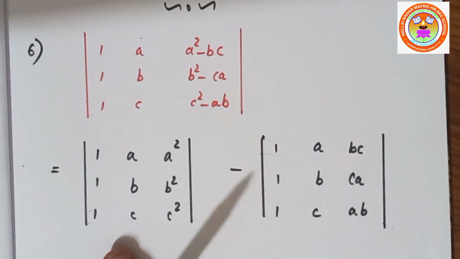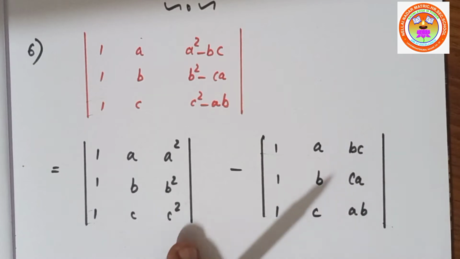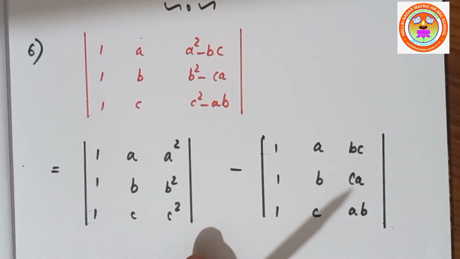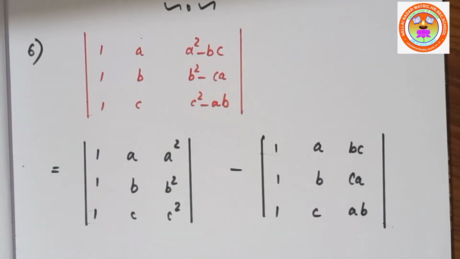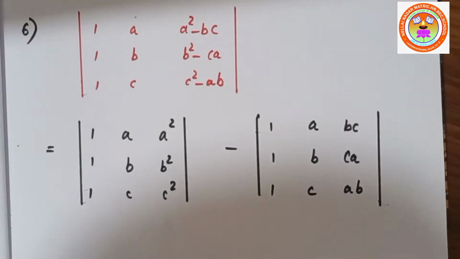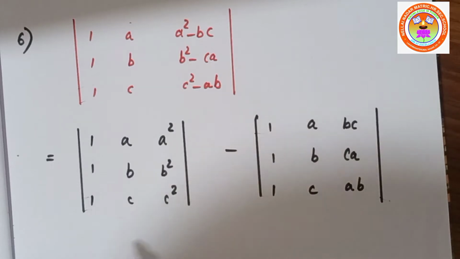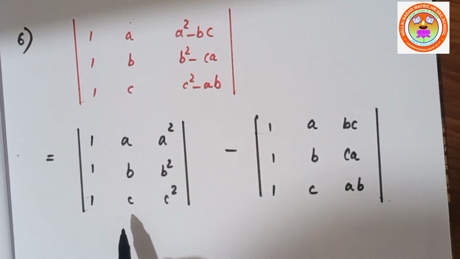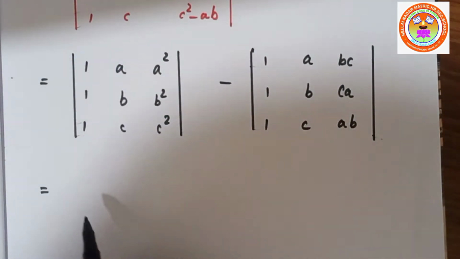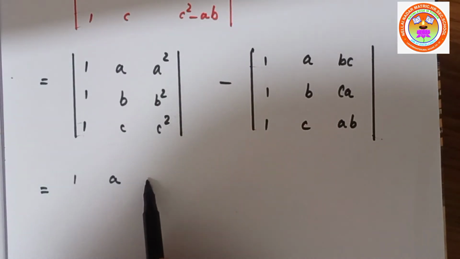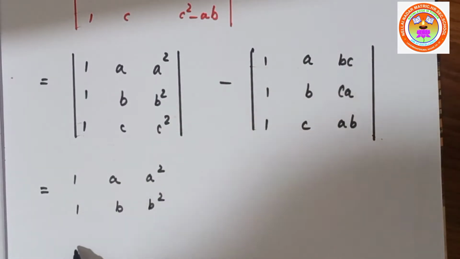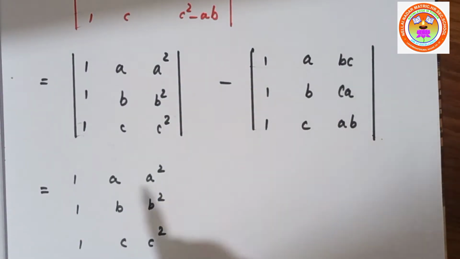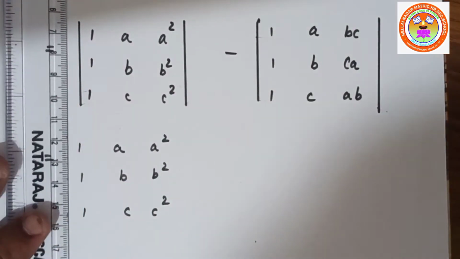So the subtraction of these two determinants' value is equal to the given determinant value, both same only. So according to the property, now I am retaining this first determinant 1 A squared, 1 B squared, 1 C squared. So write the first determinant as it is, no change at all.